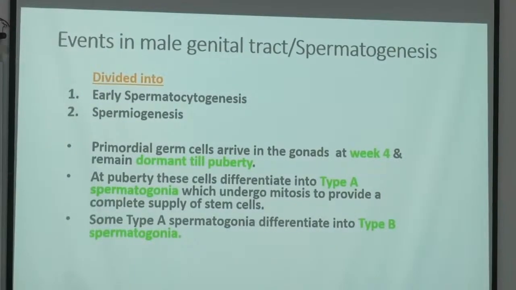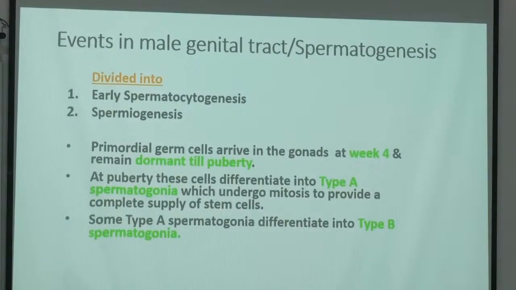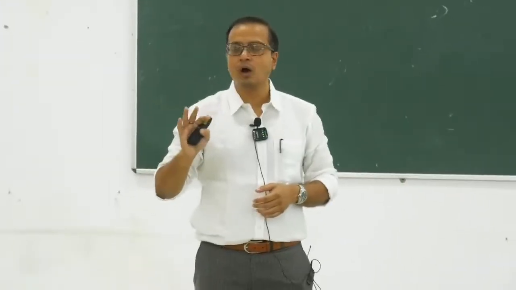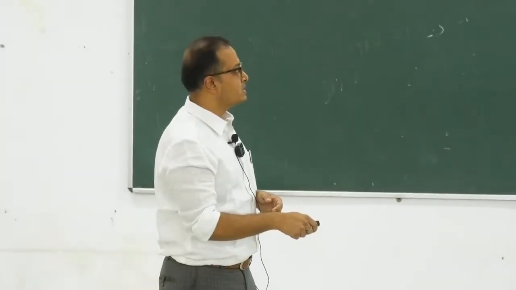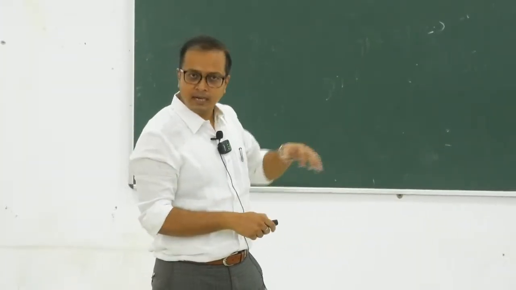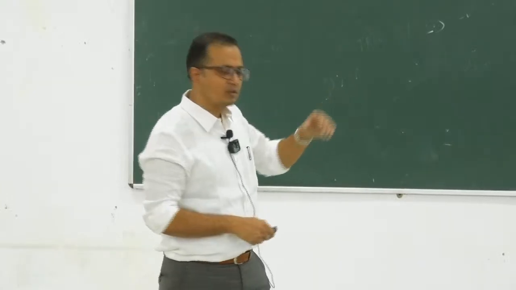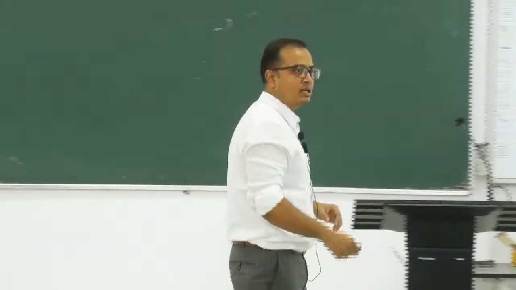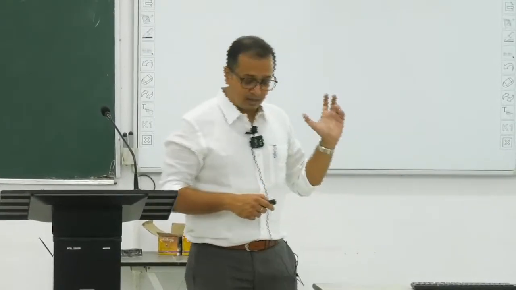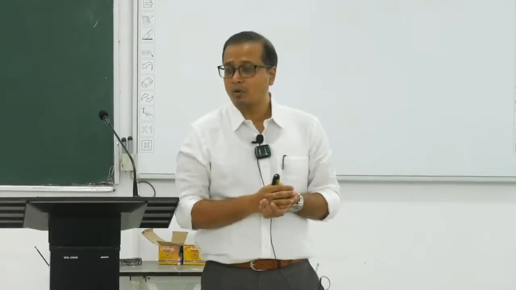We call them spermatogenesis and oogenesis. Now let's take one at a time. The male genital tract: we call it spermatogenesis. This spermatogenesis can be divided into two phases or two halves. The first half we call spermatocytogenesis, and the second half, which is differentiation or transformation, we call spermiogenesis. So there is a sequence of things happening in this spermatogenesis process.